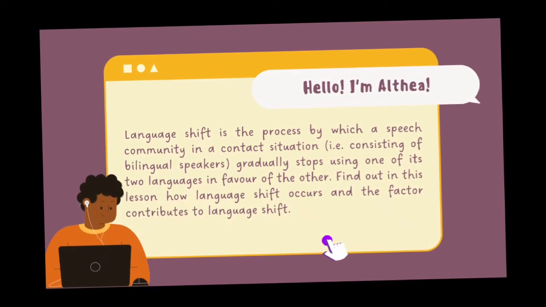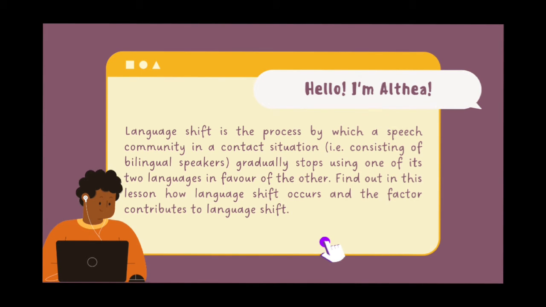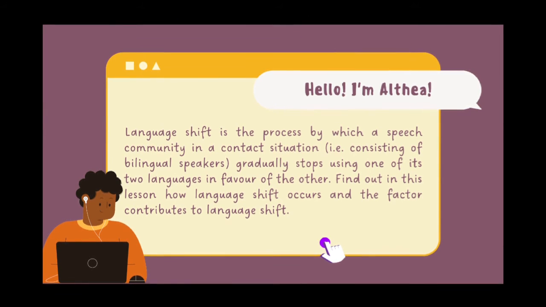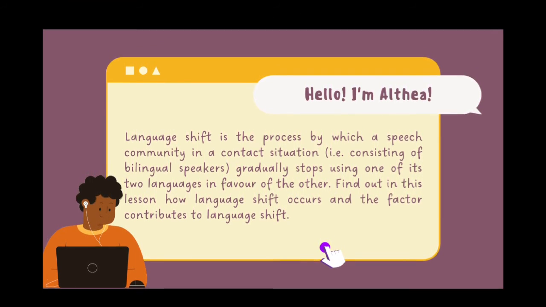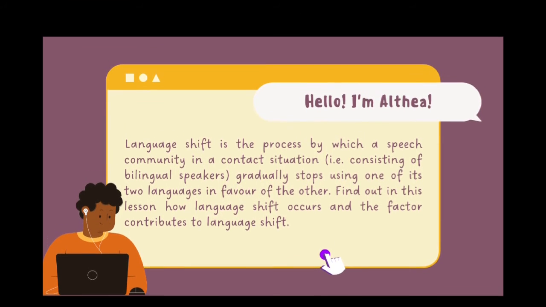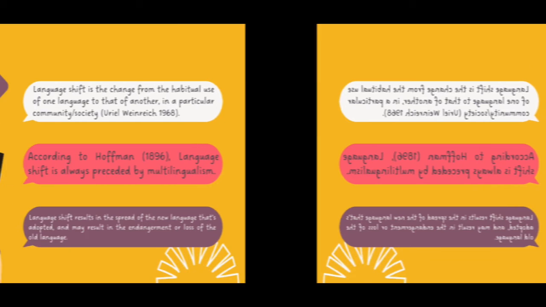Language shift is the process by which a speech community in a contact situation, consisting of bilingual speakers, gradually stops using one of its two languages in favor of the other. Find out in this lesson how language shift occurs and the factors that contribute to language shift.